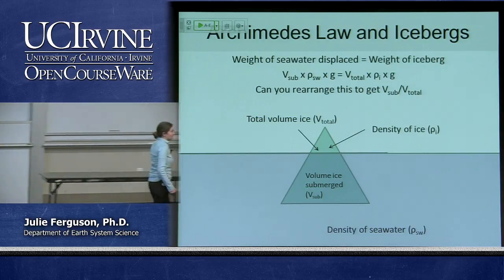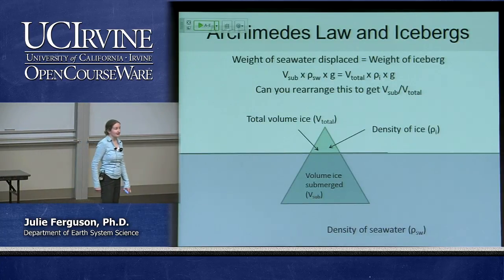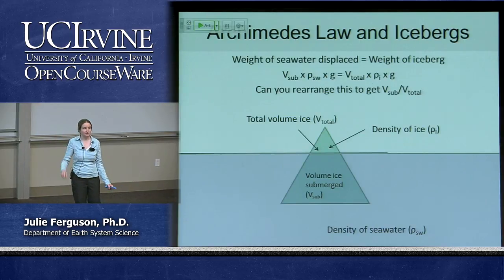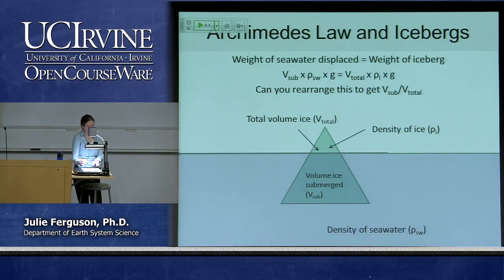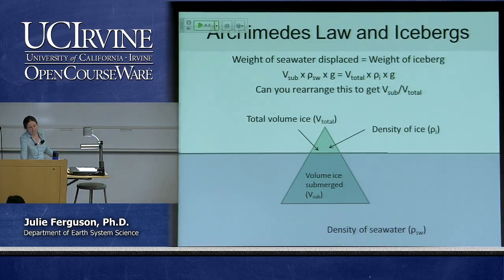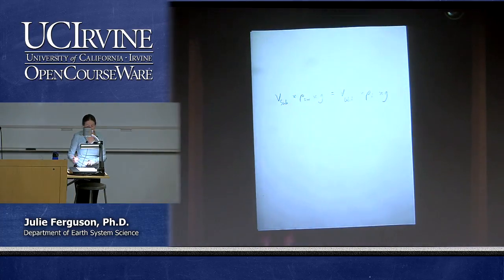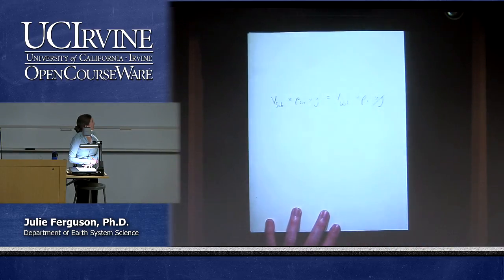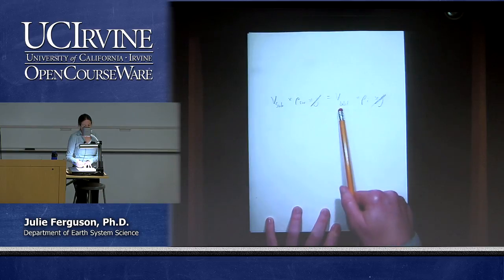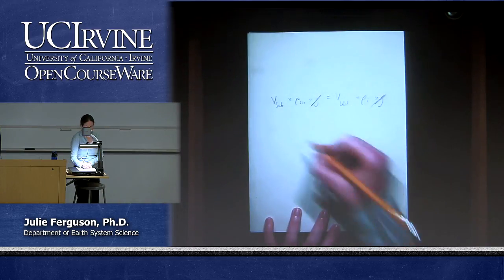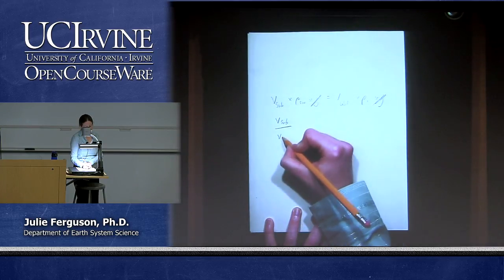What can we do first off to make our life easier? Cancel out G, right? We have G on both sides. We don't need G on both sides, we can cancel it out. So the first thing we can do is get rid of G. Now we're just left with V sub times the density of seawater equals the volume total times the density of ice. And I want to get V sub divided by V total.